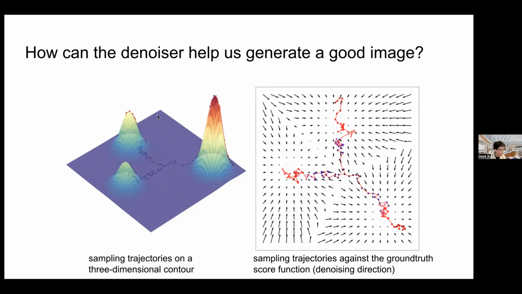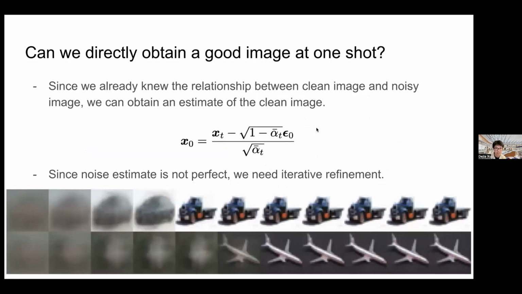So next, I'm going to introduce why we need this iterative refinement process. Why not generate a good image in one shot? Because we already know that there is a certain relationship between the noisy image and the clean image, because we are distorting the clean image with the noise and obtaining a noisy version of it. So this is the relationship we have between the noisy image and the clean image.